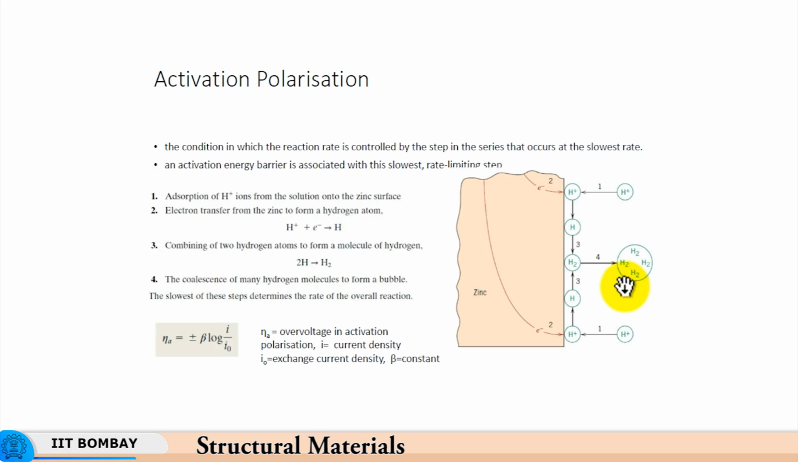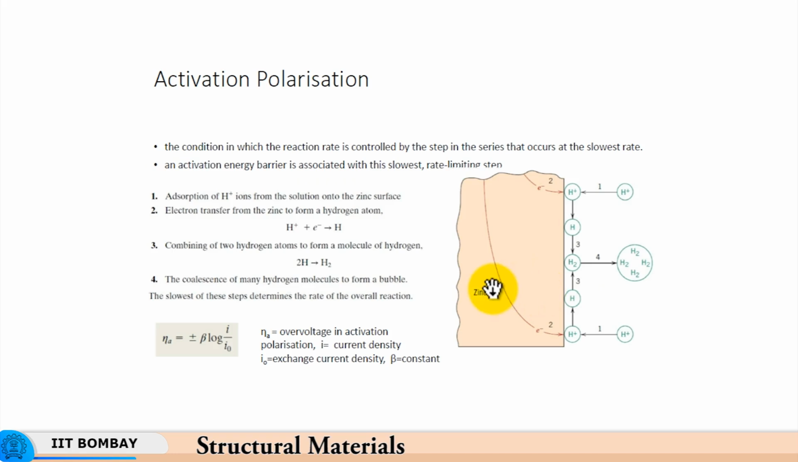So, that is what happens in the case of what is called activation polarization, and the slowest of these four steps determines the rate of the overall reaction. So, the condition in which the reaction is controlled by the step in the series that occurs at the slowest rate, and an activation energy barrier has to be crossed. This activation energy barrier is associated with the slowest rate, or the rate limiting step.